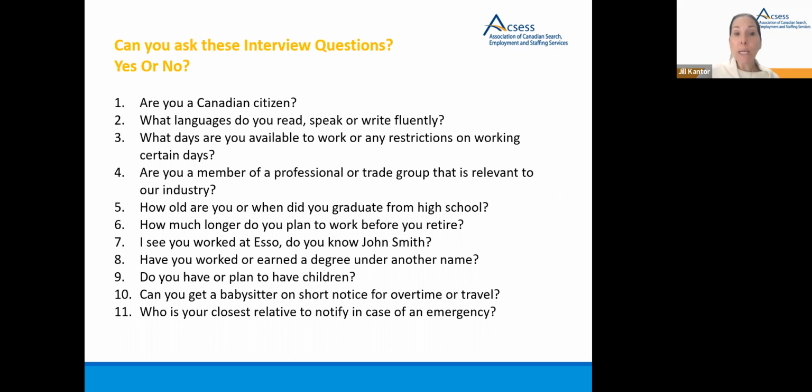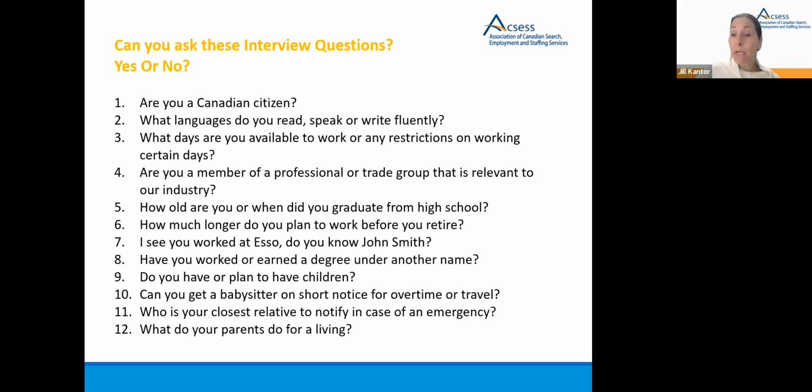Who is your closest relative to notify in case of an emergency? Okay, right, not in the interview. So the answer is actually no. A better way of saying would be in case of an emergency, who should we notify? If that question was even coming up, because it says closest relative. Well, what if that person doesn't have a close relative? What if they don't want their relatives contacted? That would be a no.